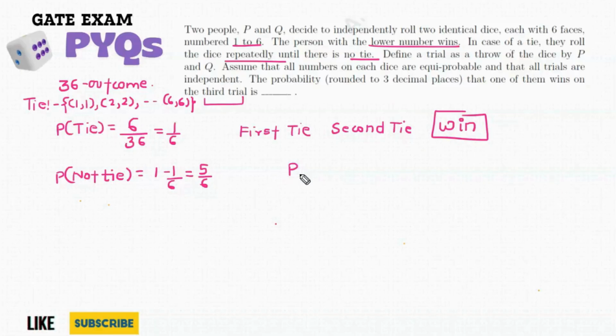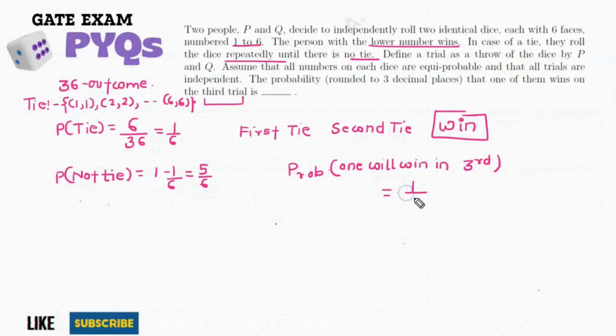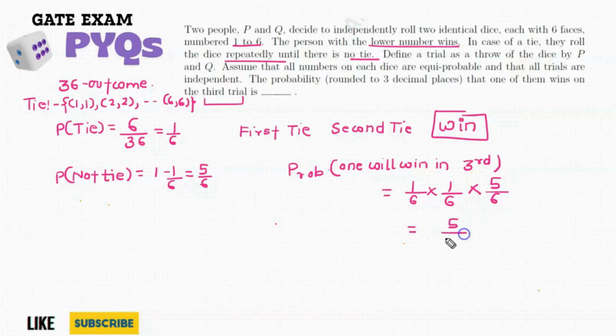So we can write down the required probability that one of them will win in the third try. It is equal to first a tie, 1 over 6; second match also a tie, 1 over 6; and the third match is not a tie, that means one of them is winning, that is 5 over 6. Simplifying this, we get 5 over 216, which is approximately equal to 0.023. So this is the required answer.